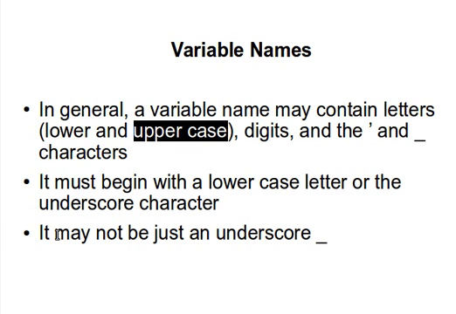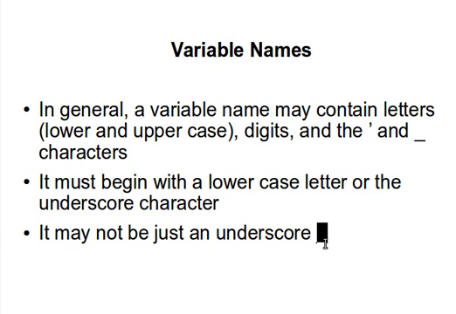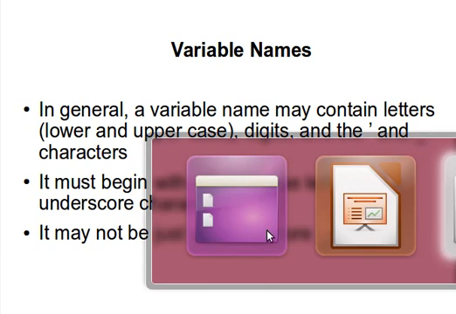Also, we must not have a variable name as underscore only, because, I'm sure I've mentioned this before, the underscore represents the I-don't-care case, where, for example, I want to retrieve a value from something, but I don't care about that value, so I just say underscore. I'll show you that in a minute.